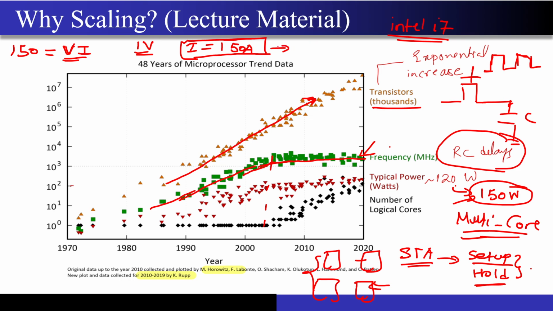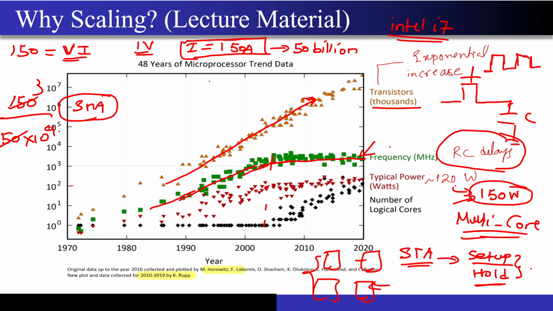But now if you divide this number by, let's say, 50 billion, correct? So if you divide 150 by 50 into 10 to the power 9, then what will this number be? It comes out to be around 3 nanoamperes. I'm just assuming that each transistor in the processor is consuming equal current. That is obviously not true, but it at least helps us estimate the current consumption per transistor. Correct? So now it came to 3 nanoampere.